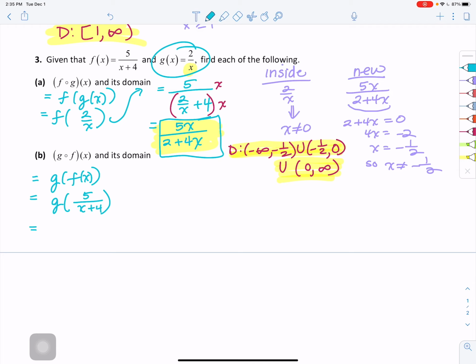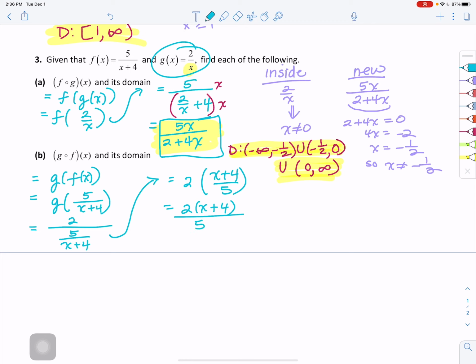So what does g do? It says 2 over 5 over x plus 4. So don't worry. We're going to reciprocate that, and it's going to be 2 times, instead of divided by, x plus 4 over 5. And we end up with 2 times x plus 4 all over 5. And you can leave it like that. You can also distribute that to whatever you'd like.